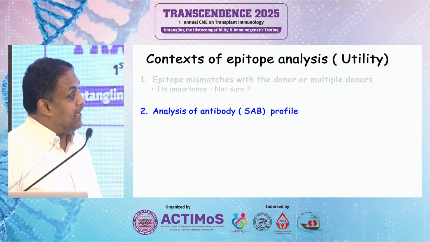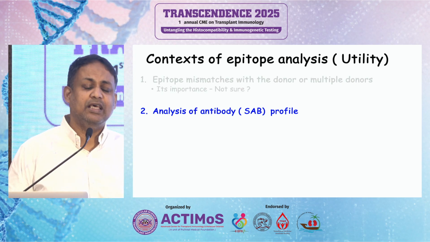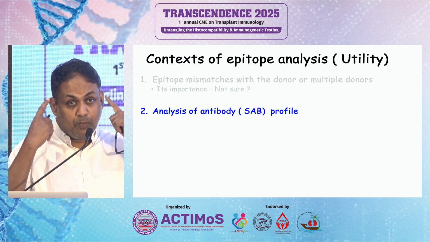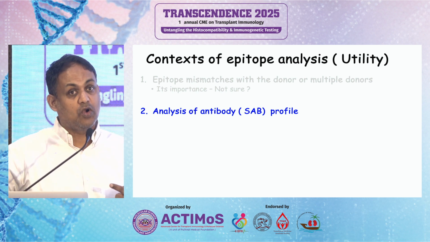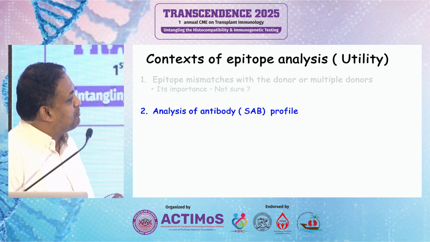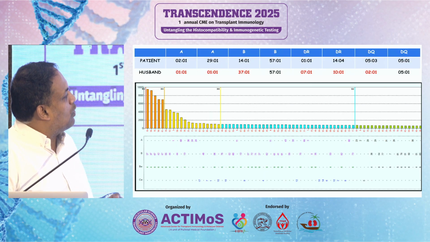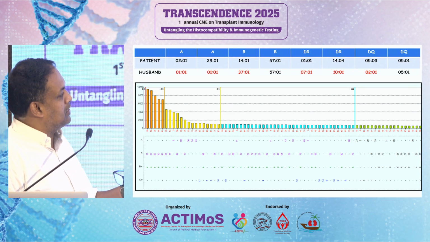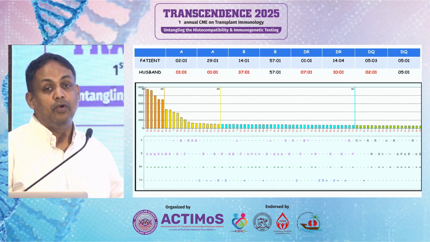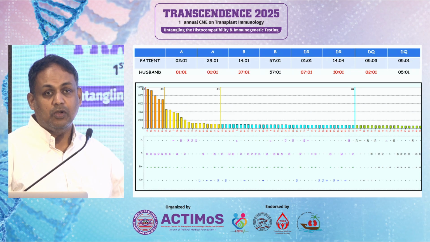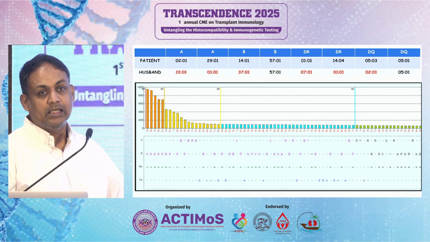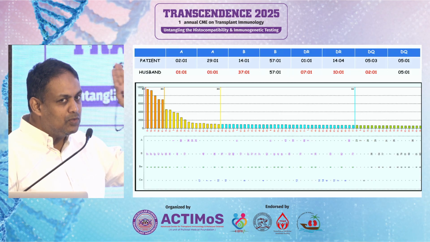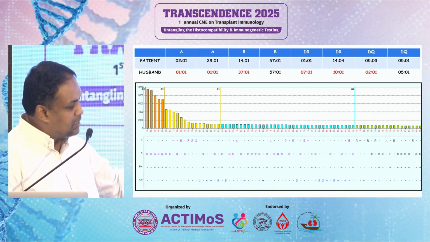Now, second is the single antigen bead profile. So I told you it's a very sensitive platform. You get antibodies just like that. And at the end of the day, you have to put some life into that antibody and take a call based on whether you have to transplant or not. So this is one patient, the patient is the wife and the donor is the husband, naturally. She has developed antibodies, naturally, because through pregnancies she has been sensitized by her husband. So this has to fit to some epitope in the donor. That is the concept.